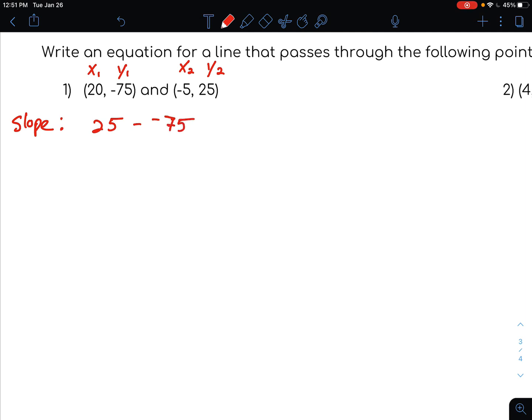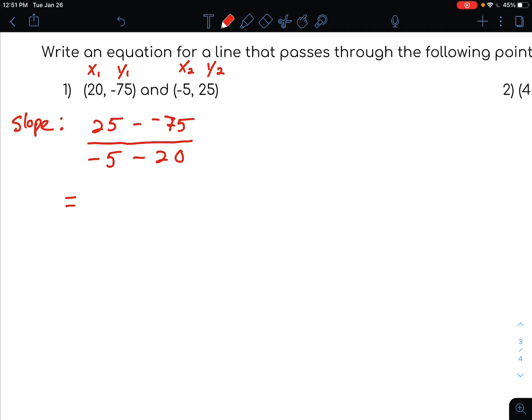So 25 minus negative 75, that's the change in y. And then subtract the two x values for the run. So second x value minus the first x value. All right, let's simplify that.